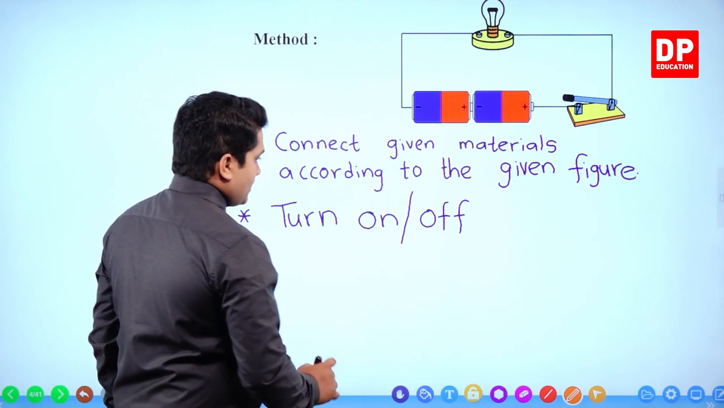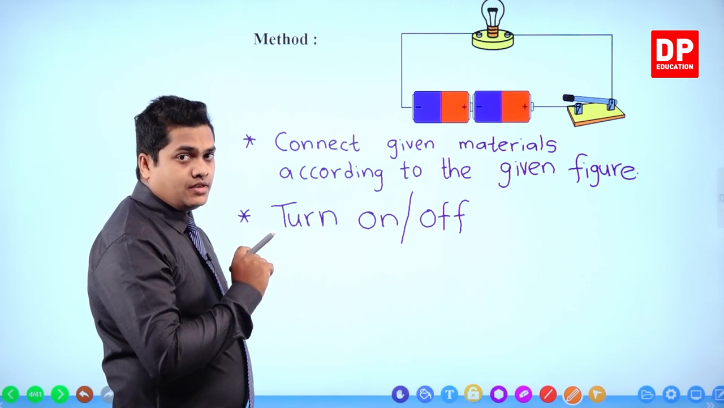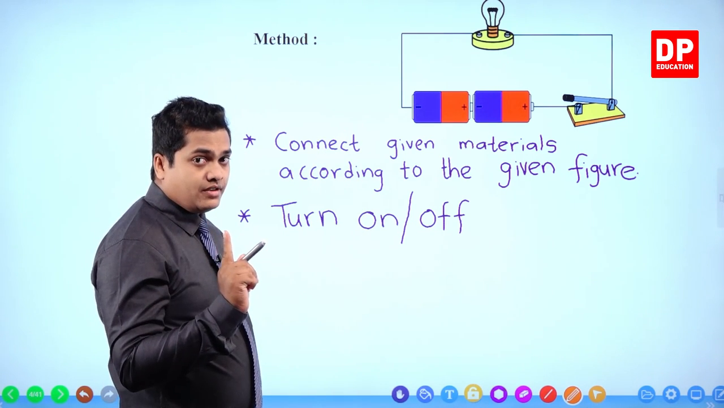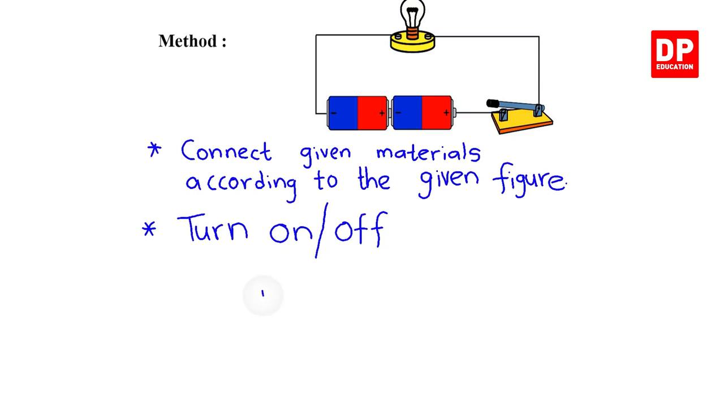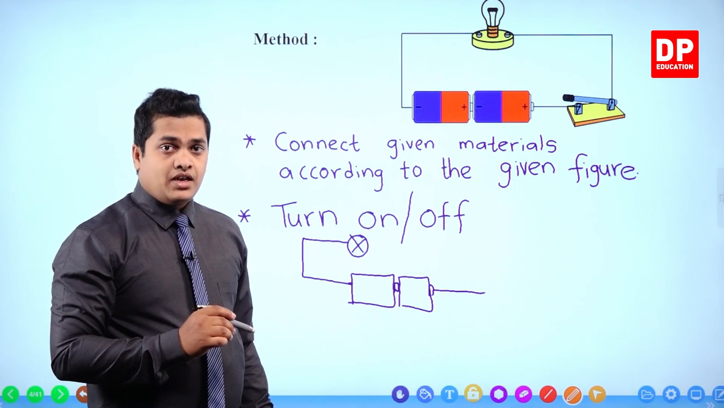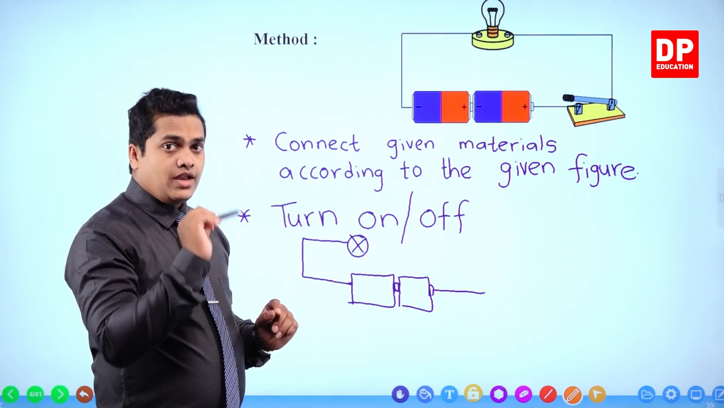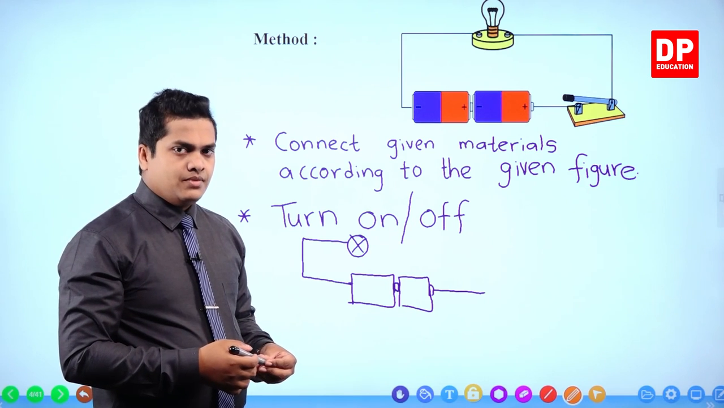So, I will draw that same figure on the board. Refer to the figure carefully. Okay? So, here we go then. The dry cells are like this. Then, you know the circuit symbols. You know the circuit symbol for a bulb, it's like this. We use a circle and we cross it. So this is the circuit symbol for a bulb.